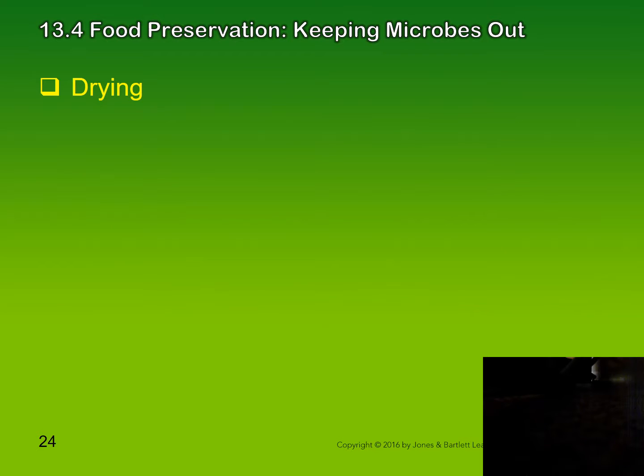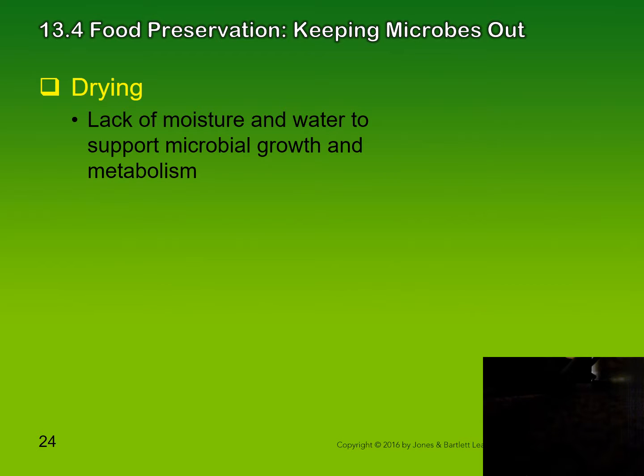Now, a very popular method for food is to dry things out. And so, as soon as you don't have any moisture around, you can't support the microbial growth. And that's why things like dried pasta are very stable products because you just don't have any moisture for the microbes to attack the pasta.